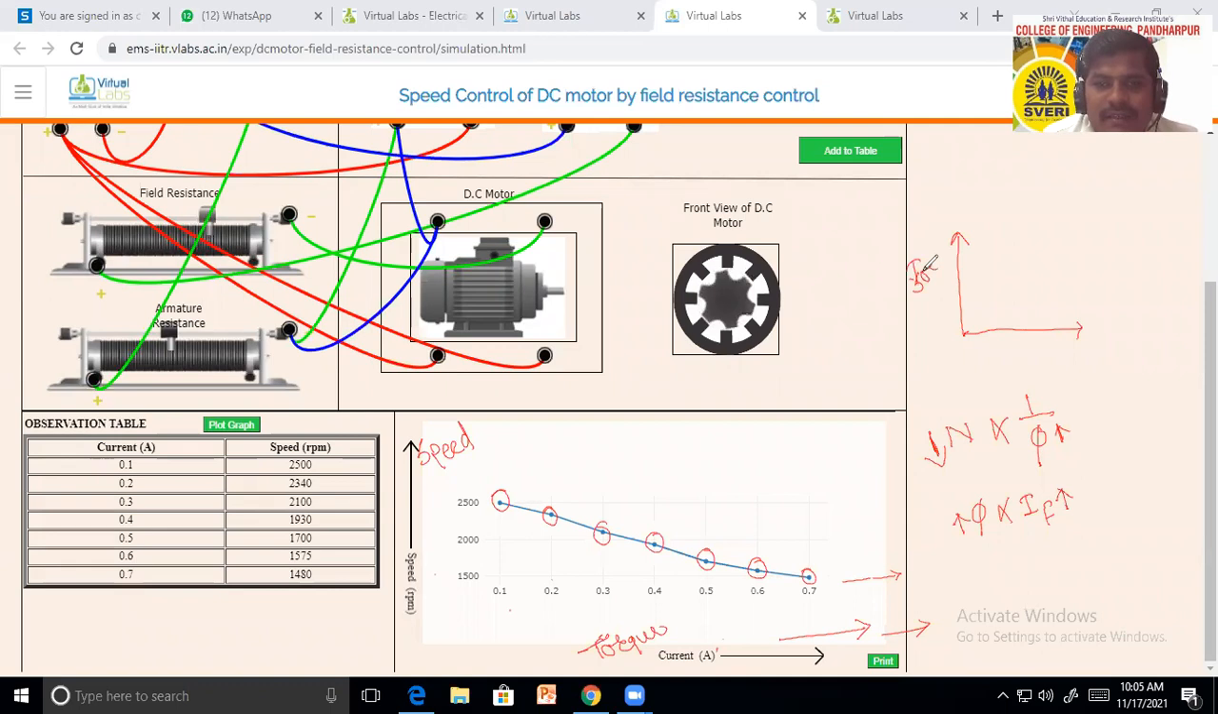Torque versus what? Directly proportional. That means torque versus current characteristics it is linear. That is, it gives a straight line.